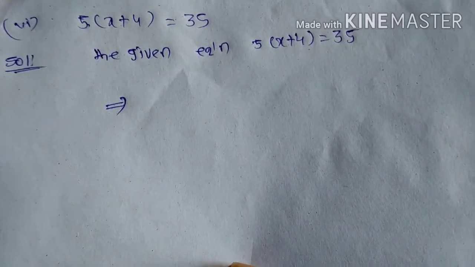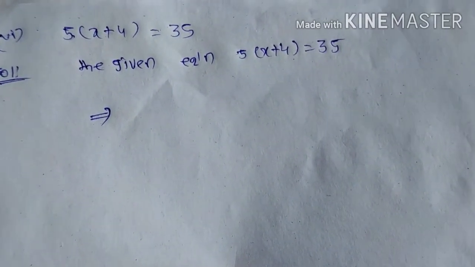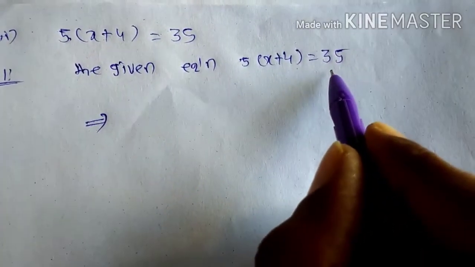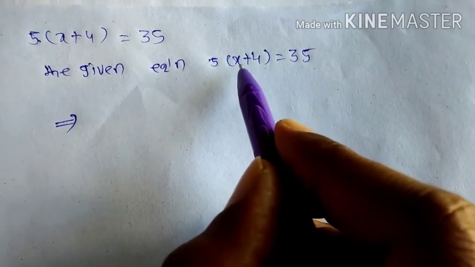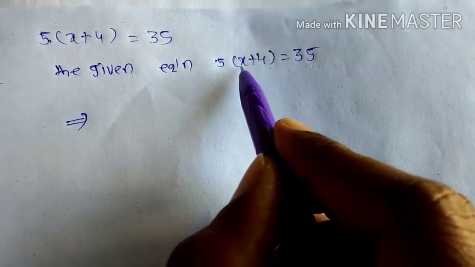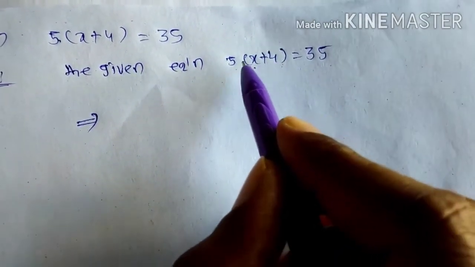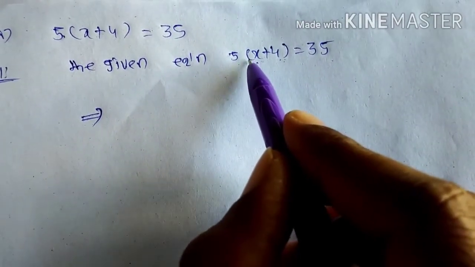See here one more question. Find x in 5 into x plus 4 is equal 35. The given equation is 5 into x plus 4 is equal 35. See here we need to find only value of x only. So see here 5 times of x plus 4. 5 times of x plus 4 means it is 5 into.